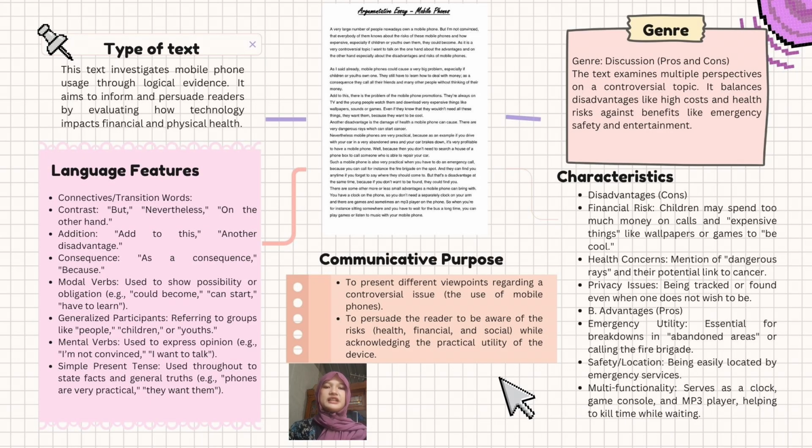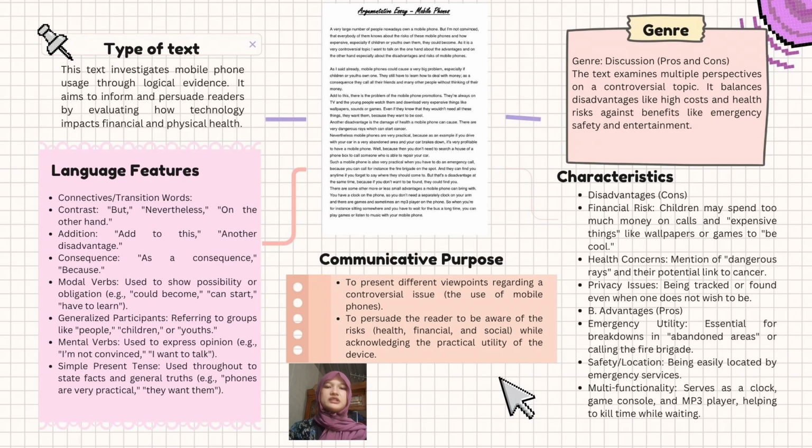The example text discusses mobile phones. I think this example is relatable because mobile phones are part of everyday life. The text explains disadvantages like financial problems, privacy issues, and health concerns. But at the same time, it also explains the advantages such as emergency use, communication, and entertainment features. Because both sides are explained, the discussion feels balanced and fair.